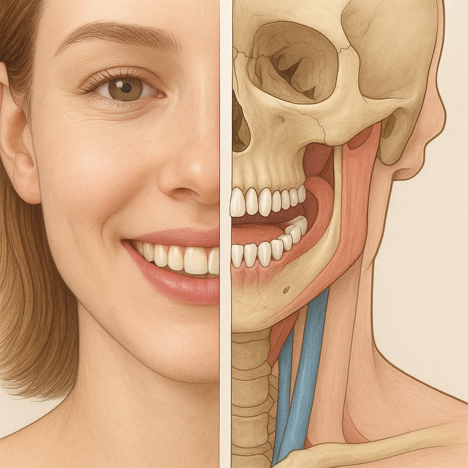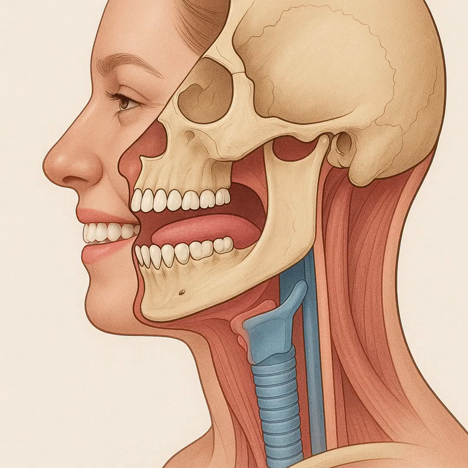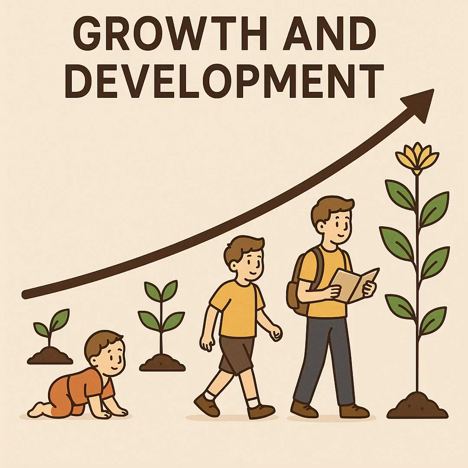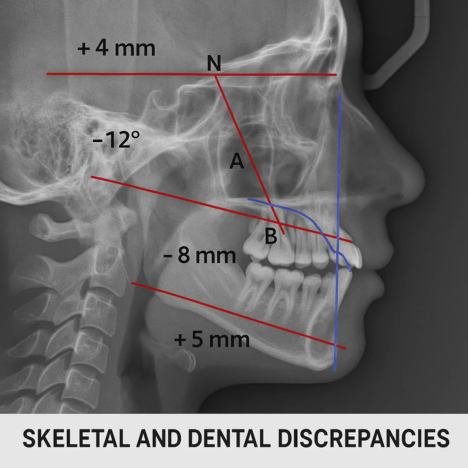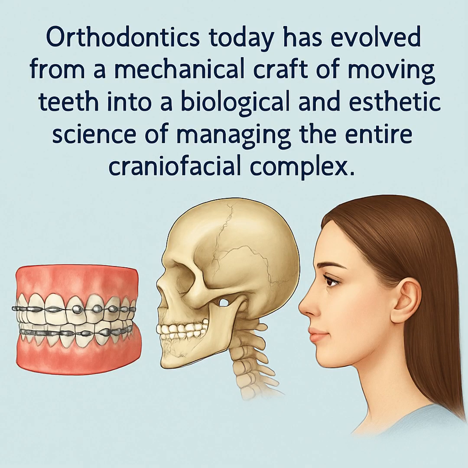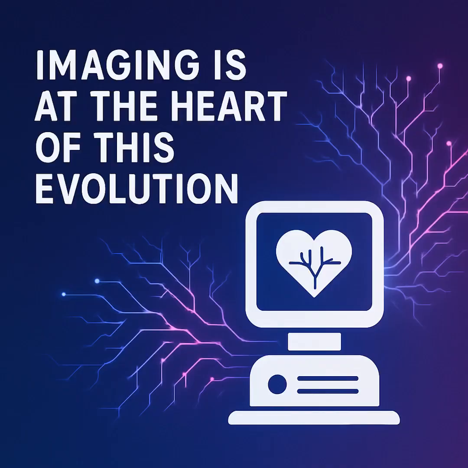When you look at a patient in your chair, you see teeth, lips, and smiles, but beneath that are hidden relationships between bones, soft tissues, and airways that cannot be seen clinically. Imaging allows us to detect problems before they are visible, document growth and development, measure skeletal and dental discrepancies, plan precise, individualized treatment. Orthodontics today has evolved from a mechanical craft of moving teeth into a biological and aesthetic science of managing the entire craniofacial complex. And imaging is at the heart of this evolution.